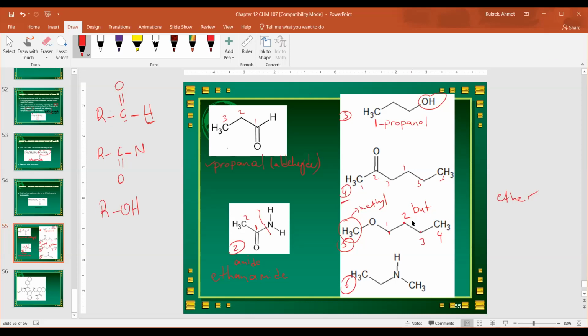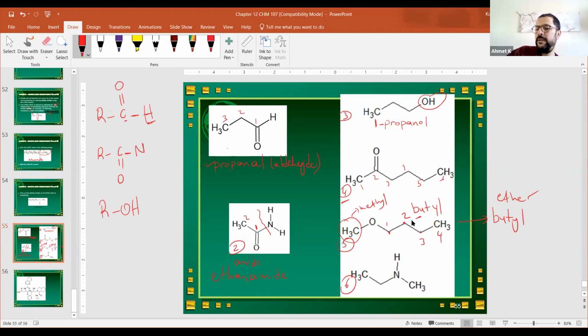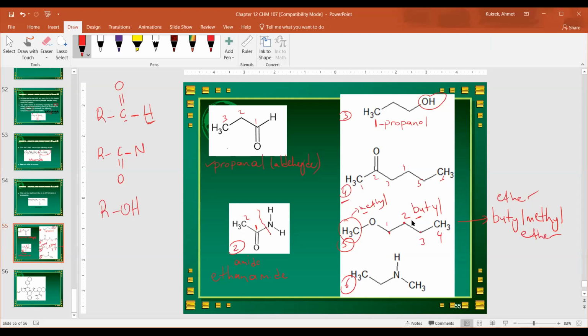Butyl, right? You're just gonna change the butane to butyl, just like how we change the methane to methyl, or ethane to ethyl, same thing. Butane to butyl. Make sense? So therefore the name will be butyl methyl. What functional group is this? It's ether, right? So it's gonna be butyl methyl ether. Make sense?